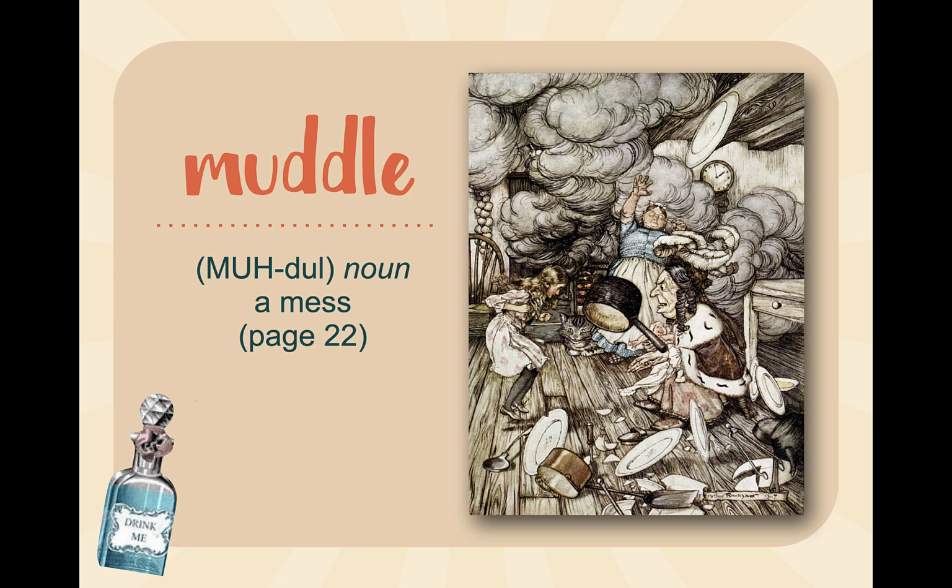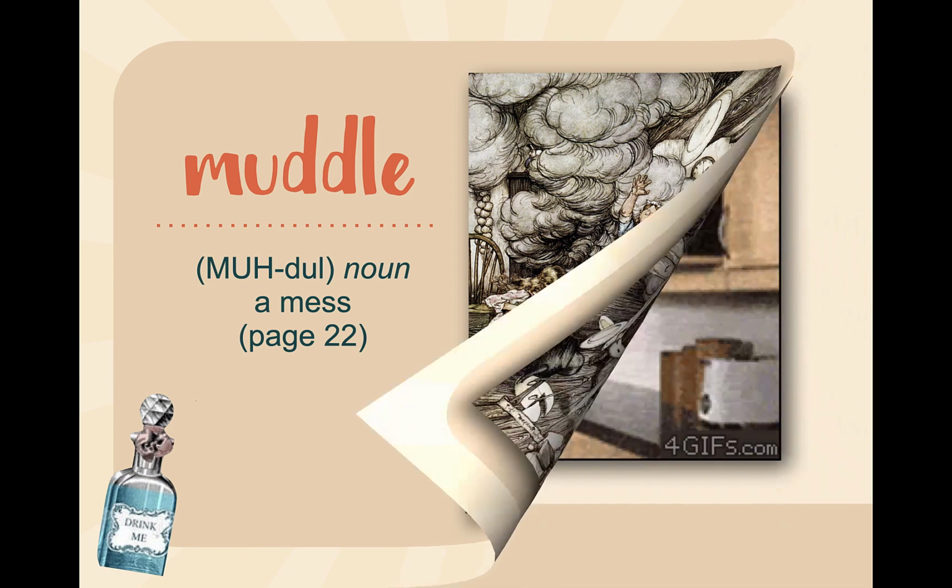Muddle. Muddle is a noun, and it means a mess, just like you can see in this picture. There's a lot of chaos and just disaster everywhere in that picture. Just kind of like this.